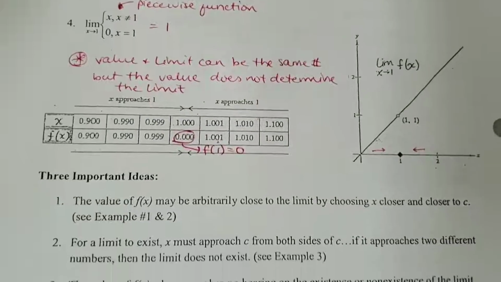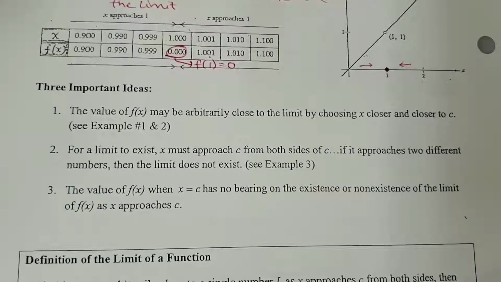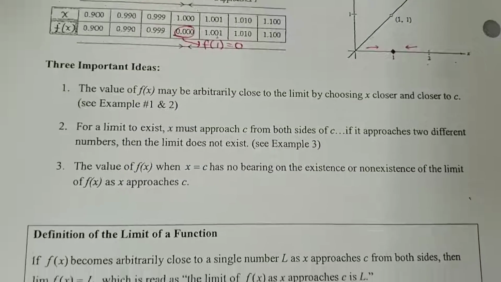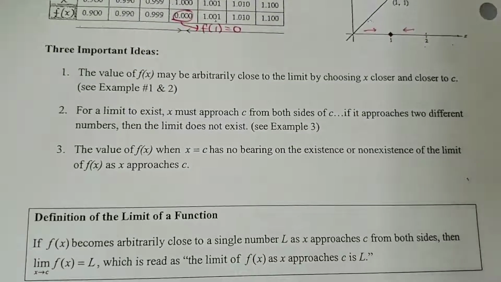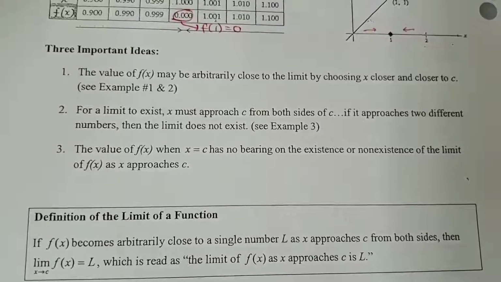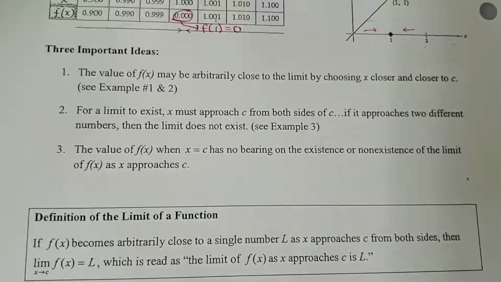All right, so all of this is summarized, and I went ahead and typed it out just so you wouldn't have to write all of that stuff down, into these 3 important ideas, okay? So the value of f of x may be arbitrarily close to the limit by choosing x closer and closer to c. That arbitrarily just means you can pick any number. You just want to make sure it's a number that's close. So like in our tables, we were choosing 0.9 and then 0.99 and 0.999, okay? So we see that in example 1 and example 2, right?